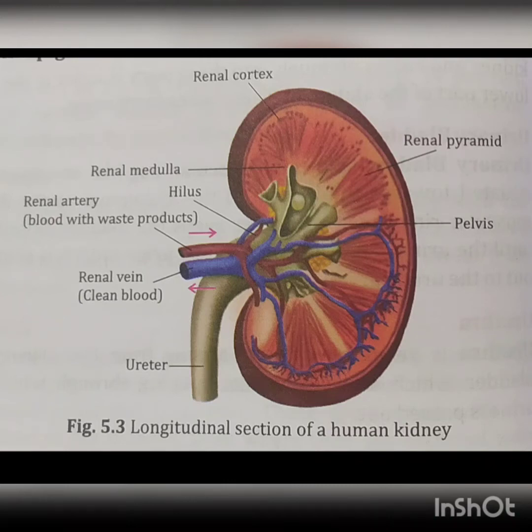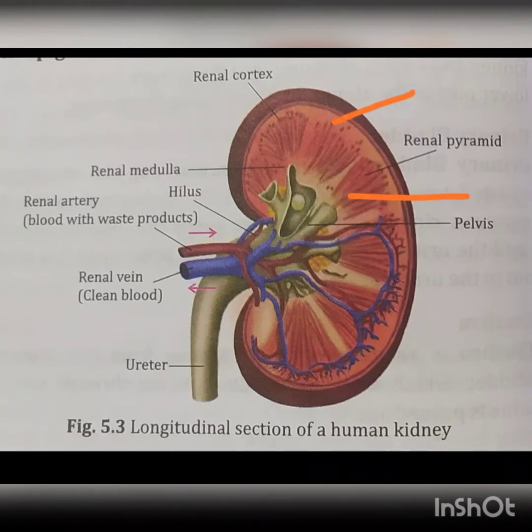Good morning, students. Today we will continue with our chapter number 5, the excretory system. Here's the diagram of the longitudinal section of a human kidney. So each kidney has two distinct layers, the renal medulla and the renal cortex.